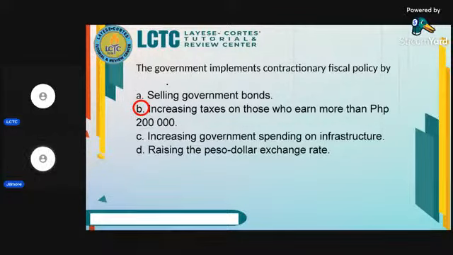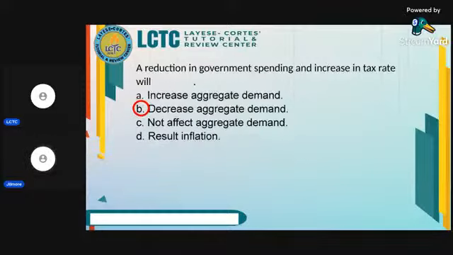Increasing taxes, that's contractionary fiscal policy. When there is an increase in taxes, there is less disposable household income. When there is less disposable household income, families have less capacity to consume. Okay. Consumption increases when wealth increases. Okay, those are concepts that we need to understand.